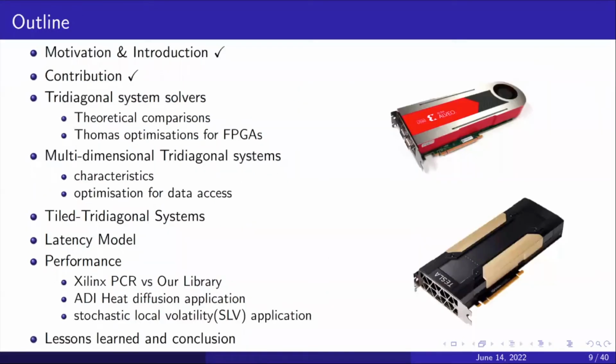Okay, we have seen the motivation and introduction. We have also seen the contribution of this work. Next, we are going to see popular tridiagonal system solvers, along with theoretical comparison and optimization when targeting FPGAs. Then multidimensional tridiagonal solvers, their characteristics and proposed optimization for data access. Then we will see tiled tridiagonal solvers for larger systems. After that, we will briefly look at performance models. Thereafter, we will see a detailed performance comparison with applications we implemented using our library against the implementation on the NVIDIA V100. Finally, lessons learned and conclusion.